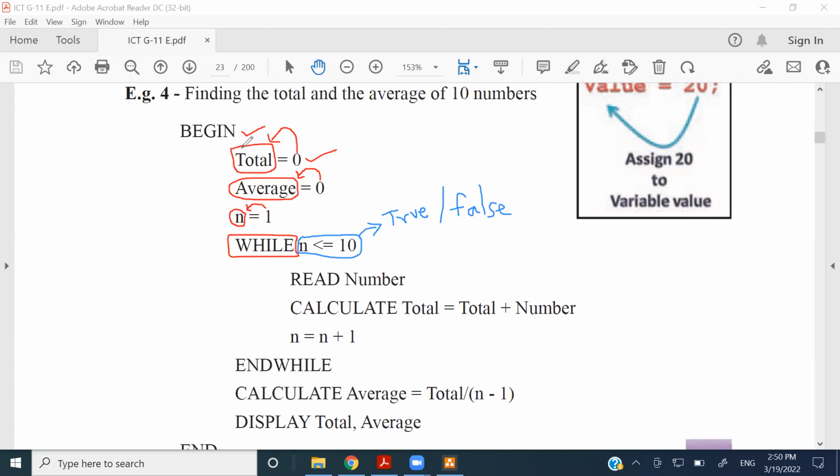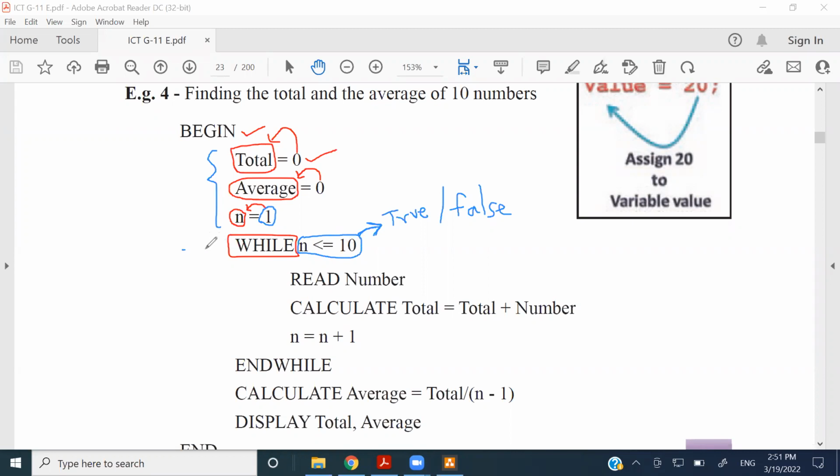With the values that we were considering in these steps, what do you think about this statement? Is it true or false? Here, everyone: n less than or equal to 10. Is it true or false? Yes, very good, Udamya. Very good, Dinelka. It is true because the value of n is 1. So 1 is less than 10, not equal, but less than 10.